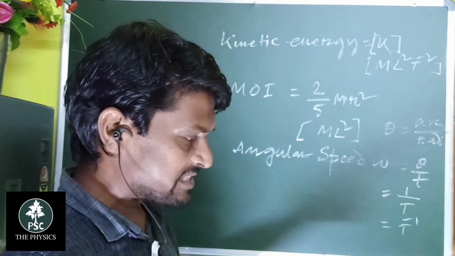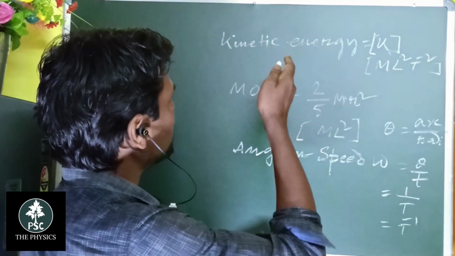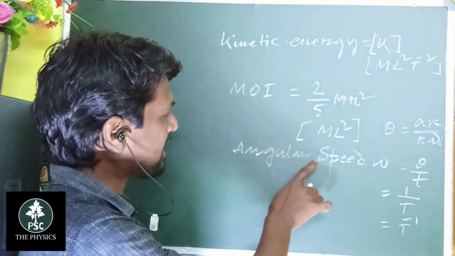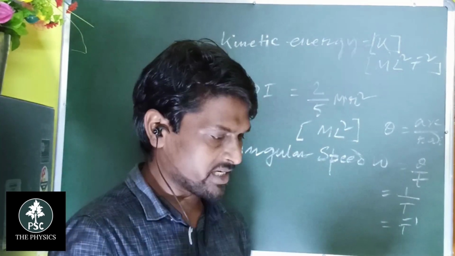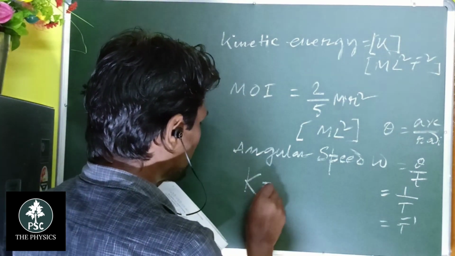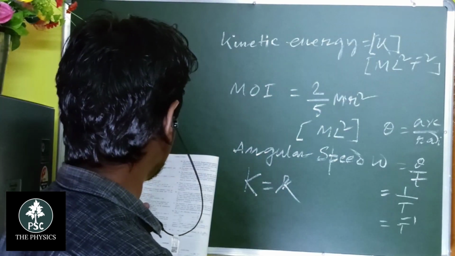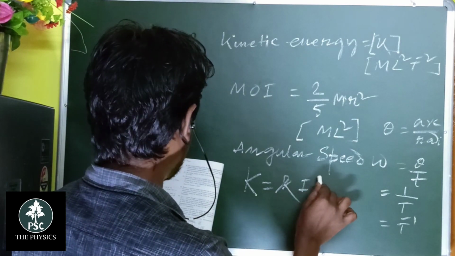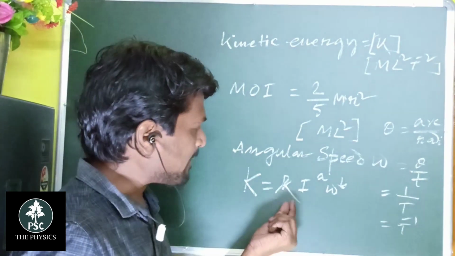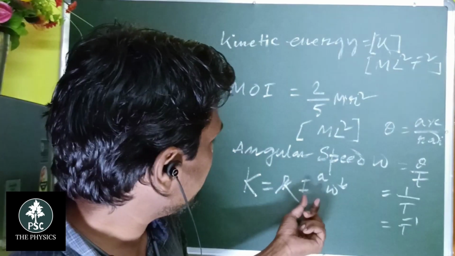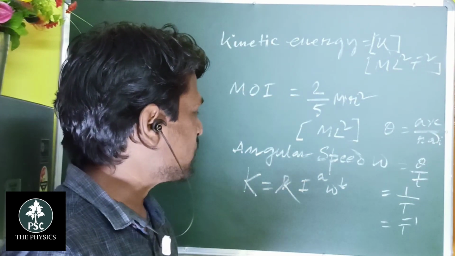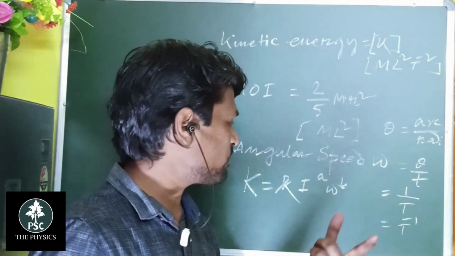So all the physical quantities: kinetic energy is ML^2T^-2, the moment of inertia is ML^2, and the angular speed is T^-1. You have to relate them: K equals kappa I to the power of a omega to the power of b, kappa being a proportionality constant, a Greek alphabet. I have to determine the values of a and b.